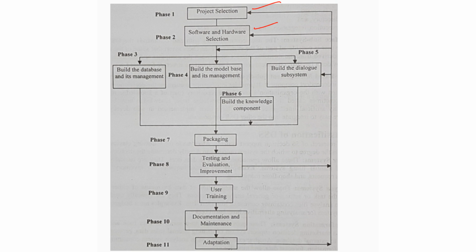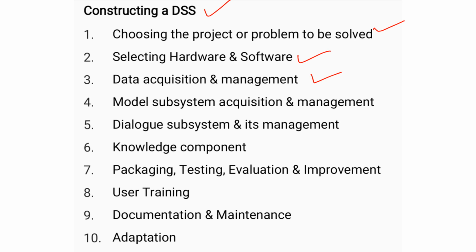Then phase 3 will be this one, build the database and its management. So that is data acquisition and management. You have to acquire and maintain data in the knowledge base, the required data. So to solve that particular problem, what data are required, you will try to acquire that and manage it effectively. Then fourth will be model subsystem acquisition, different models.